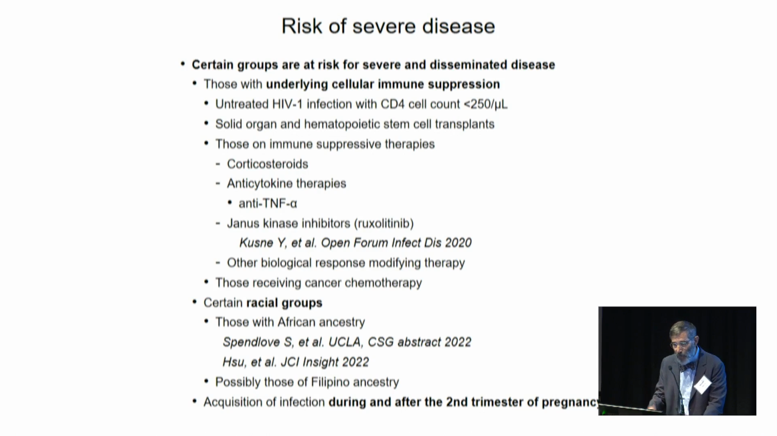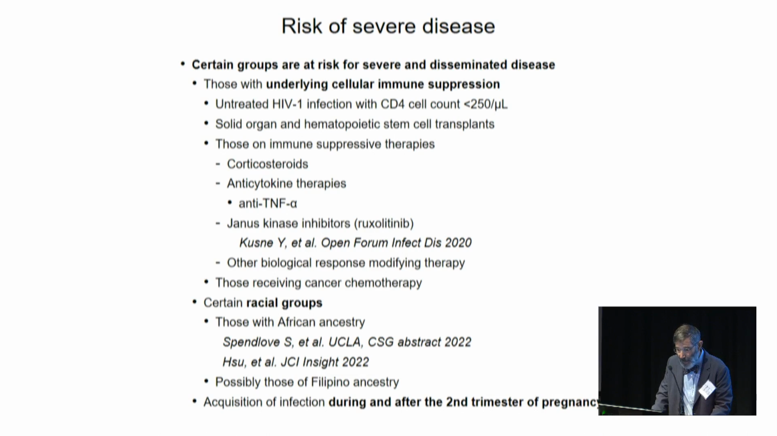And then we have to be aware of the risk of severe disease. So certain groups are at particular risk. For example, those with defined underlying cellular immunodeficiency. Classic would be HIV-1 infection, not on appropriate antiretroviral therapy. But there are others: immune suppressive therapies, as Josh talked about, corticosteroids, anti-cytokine therapies. Other drugs, we discovered Janus kinase inhibitor, ruxolitinib, is an enormous risk for multi-site dissemination.